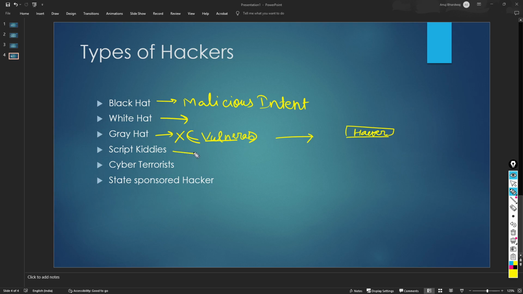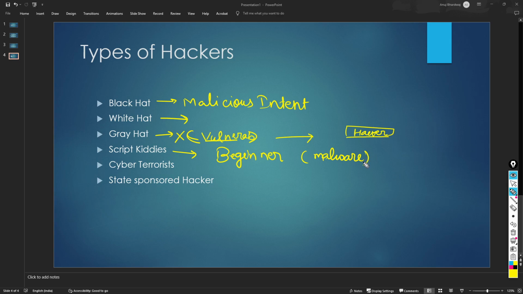Next thing is script kiddies. You can say that they're very beginner. They don't know anything about hacking, but, for example, they found a malware somewhere, and they just utilize that to infect devices. So that's basically the script kiddies.